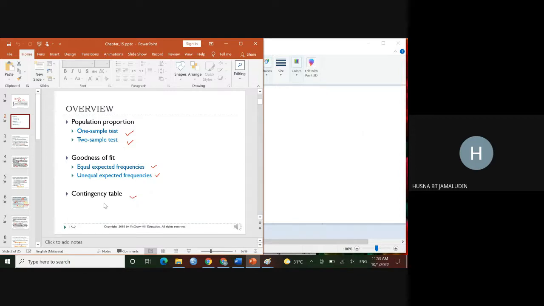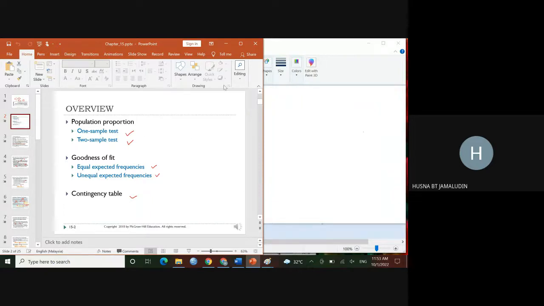And then the contingency table. Here you want to look at the relationship between these two variables, whether they have a negative or positive effect, or no relationship. In the previous ones, proportions and goodness of fit, you are not interested in the relationship.